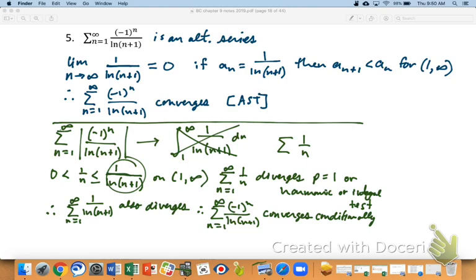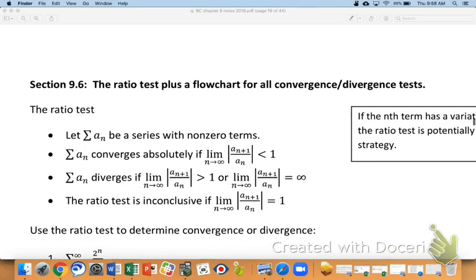Okay, so let's do, I hope you're ready for this. Let's do our final convergence divergence test. Okay? Final test? Yep. The final one. It's called the ratio test.